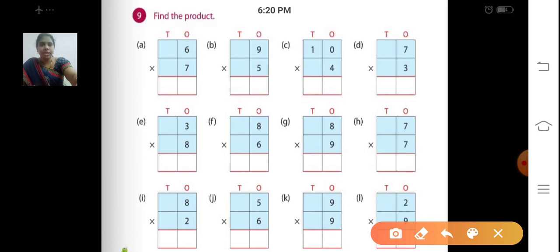So one more time I'll just repeat. 6 7s are 42. Like this you are going to write the answer. So you know how to write the answer, right? First multiply the numbers, write the answer below the second number. Shall we move on to the next one?